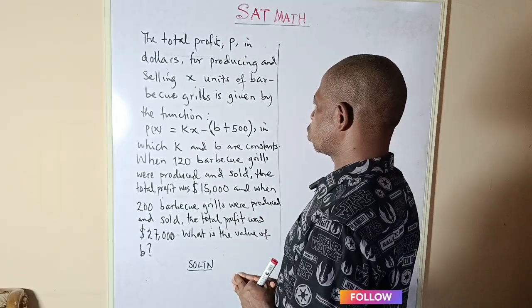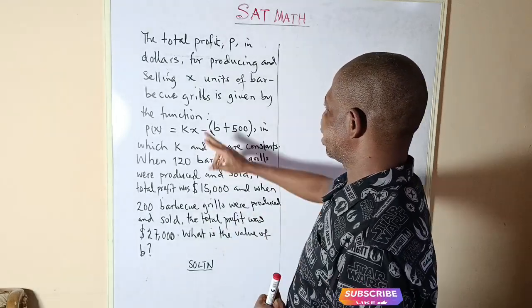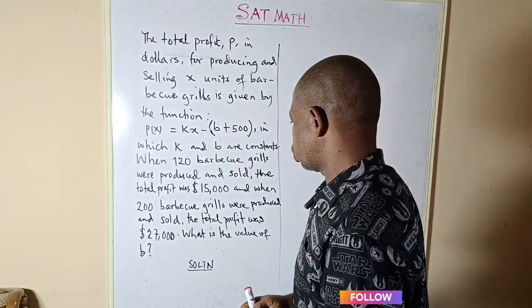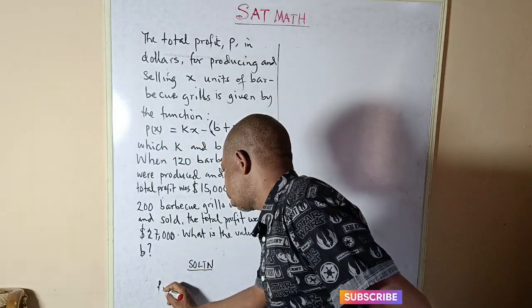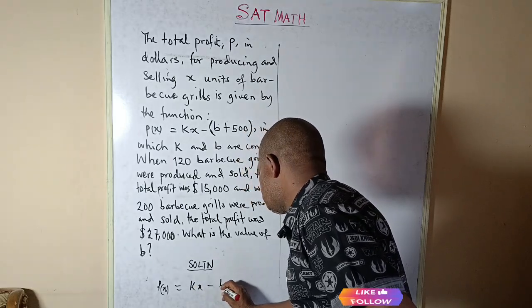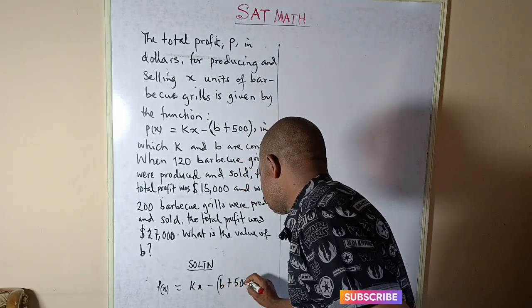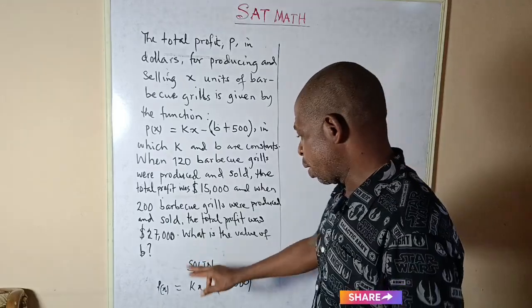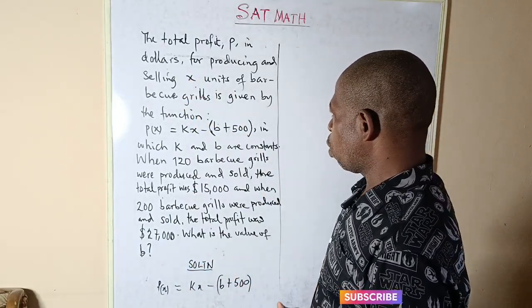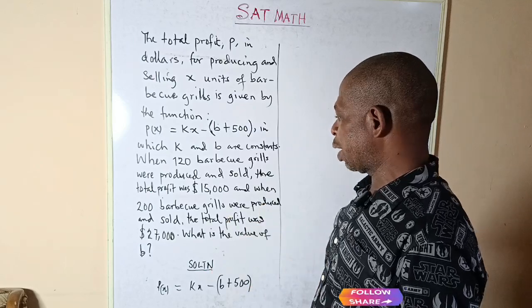The question clearly tells us that the profit for producing x units of barbecue grills is given by this function, P(x) = K(x - B) + 500 in brackets, where K and B are constants and x represents the number of units of barbecue grills produced and sold.